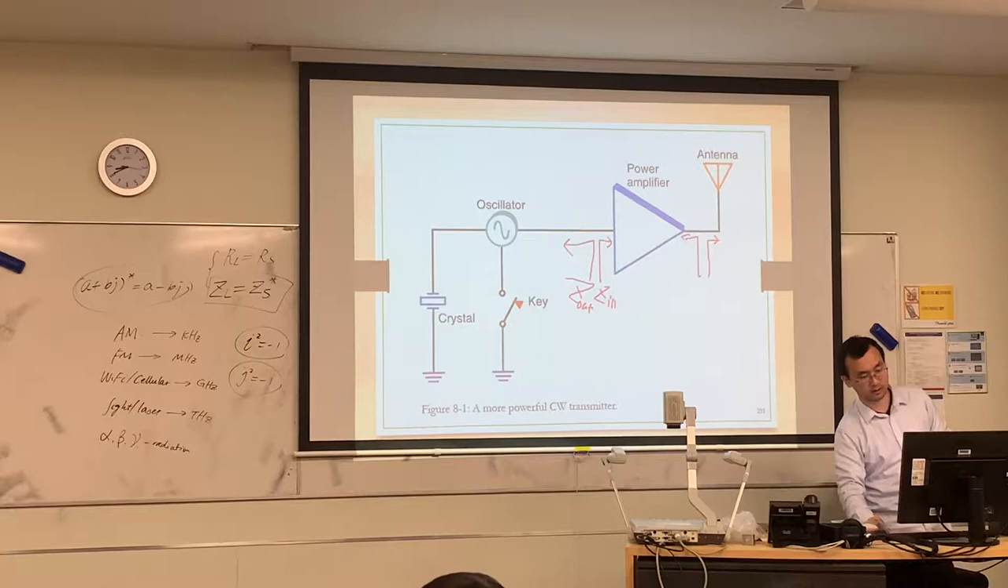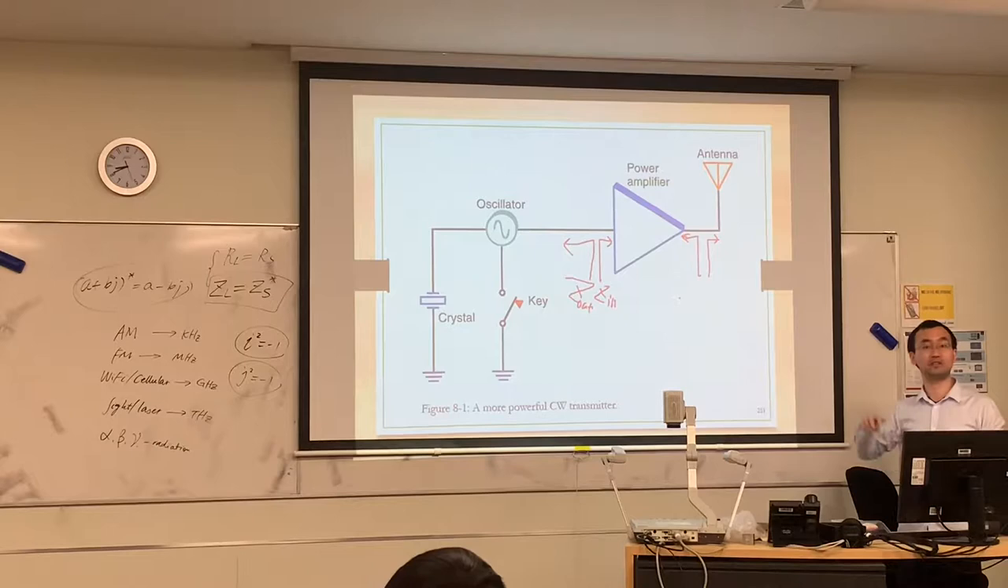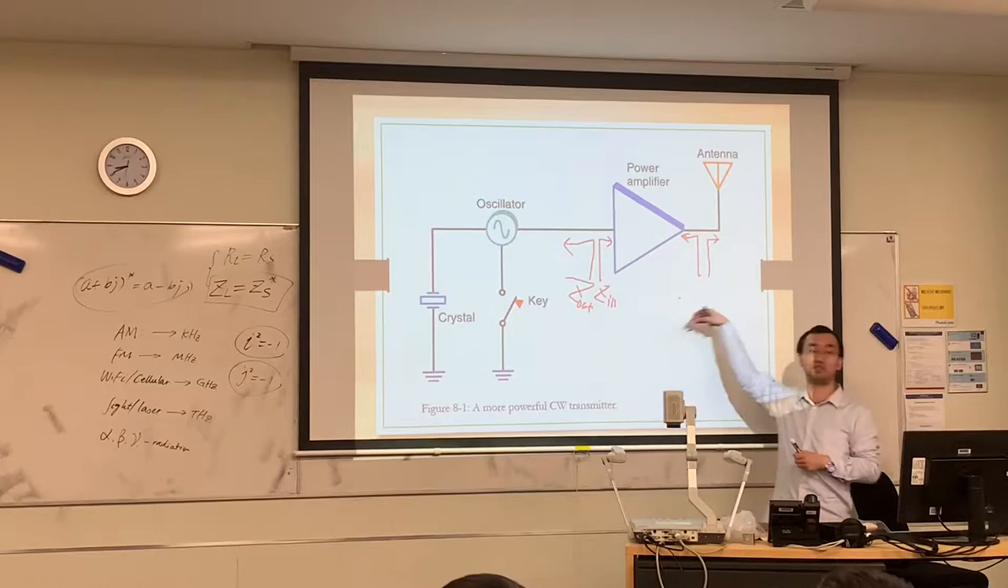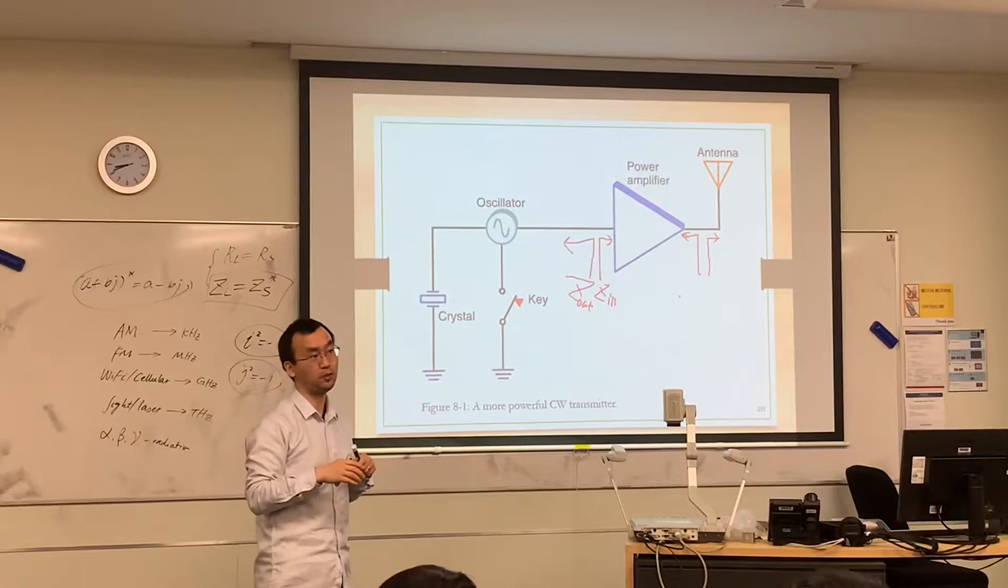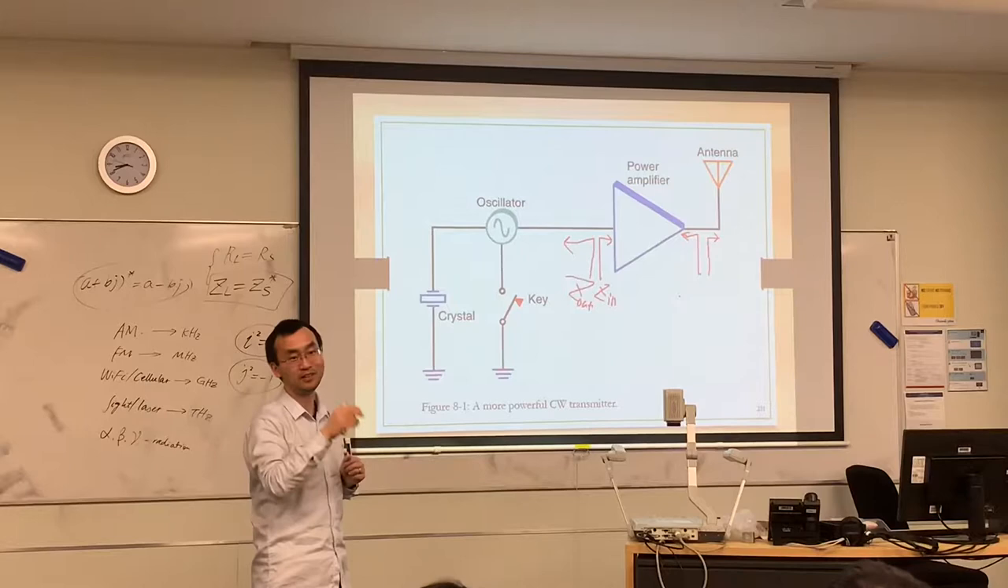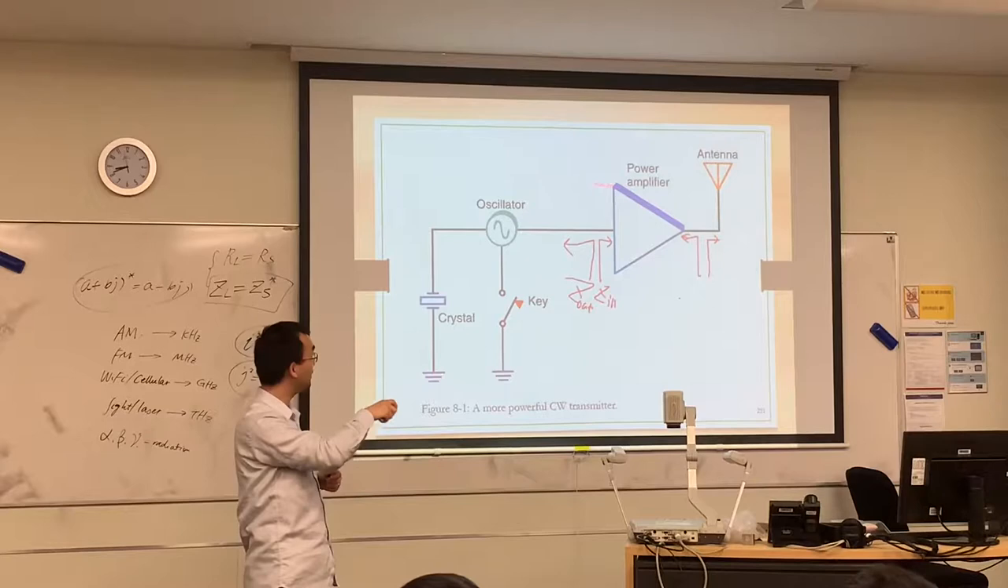Right? The output from a power amplifier has a certain impedance, and the input to the antenna has another impedance. You need to make sure they are matched. Once they are matched, you get the power flowing through the system. If they are not matched, then the power will be wasted. Sometimes, if the impedance mismatch is so bad, you may burn your transmitter. Which means you're trying to send this power to the antenna, but the antenna is not accepting the power. Then it is reflected back to the power amplifier, and you may burn this part.